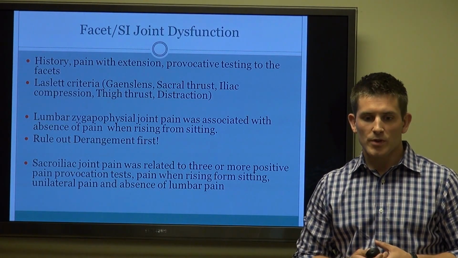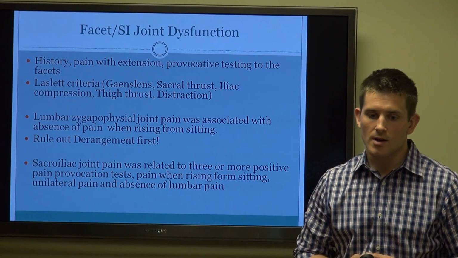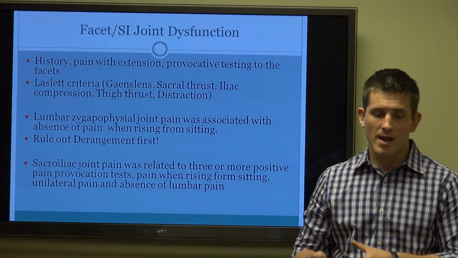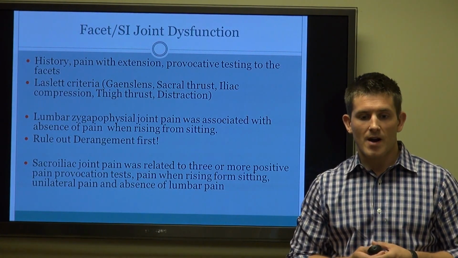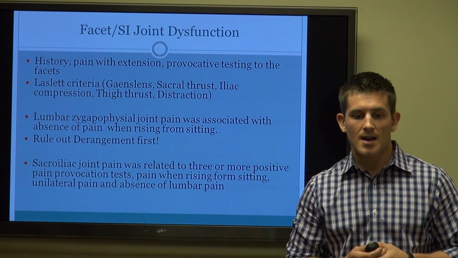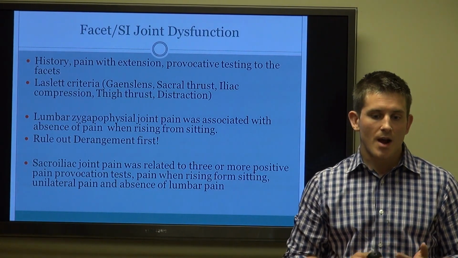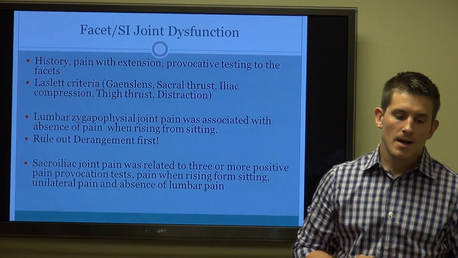For the SI joint, and we'll get into this on the next two slides, we use Laslett's criteria, and that's generally 3 out of 5 positive exam findings on the 5 tests that they deemed were the best tests for the SI. That includes Gaenslen's test, sacral thrust test, iliac compression, thigh thrust test, and a distraction.